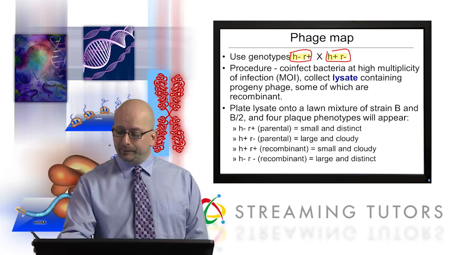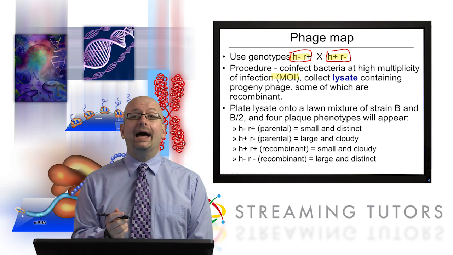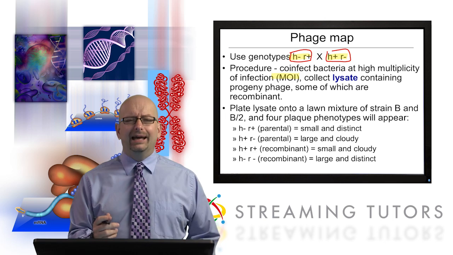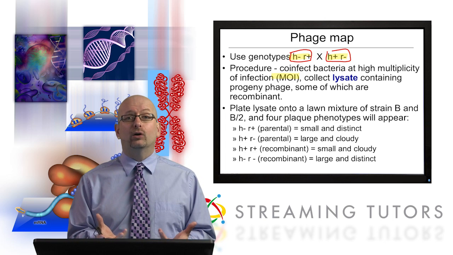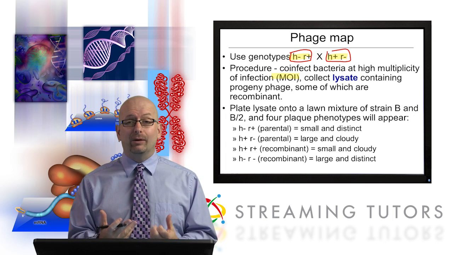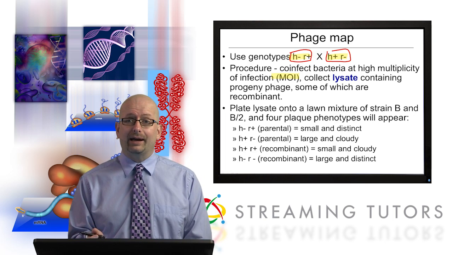So how you do it, you co-infect bacteria, and you do it at what's called a high MOI. MOI stands for multiplicity of infection. It just means you're putting so many viral particles in there that there's no doubt that a good amount of all the types, in this case both types, are going to get inside.